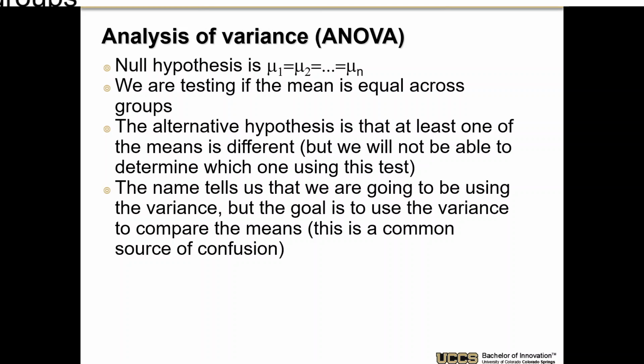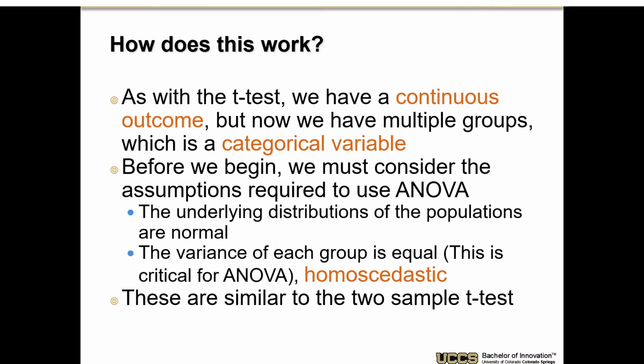The alternative hypothesis is that at least one of the means is different. We're going to analyze the variance, but the goal is to use the variance to compare the means. This is a common source of confusion. Underlying ANOVA is looking at the variance in the combined distribution versus the individual pieces. We're not actually going to have to do a tremendous amount of tests with the variance. We'll see what happens as we go through this.